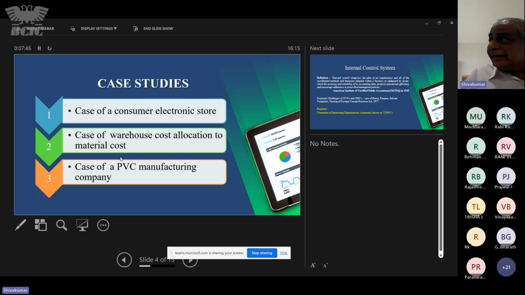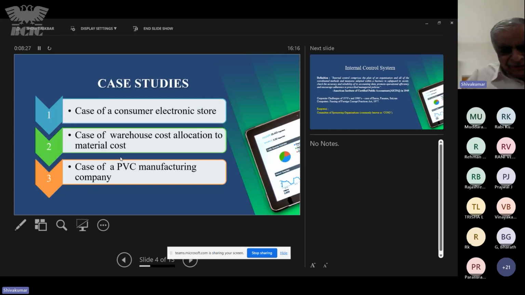The next case I would like to mention is about a warehouse cost allocation to the material cost. This case relates to an FMCG company, which is spread all over India, which has a low-priced product but with high-volume sales. One of the important ingredients for their products is a particular species of wood that is taken from the forest. The wood is chopped off during a particular season, and then it is kept in the warehouse for a long time, and then it is issued for production.